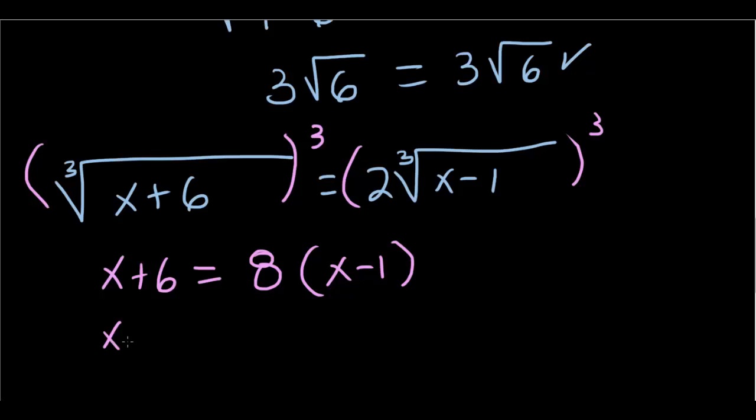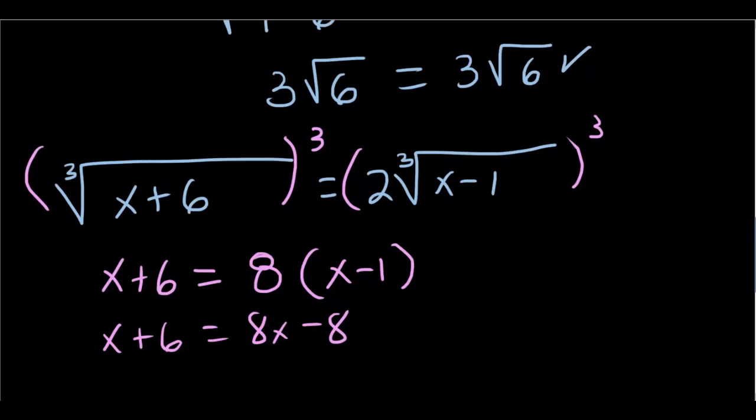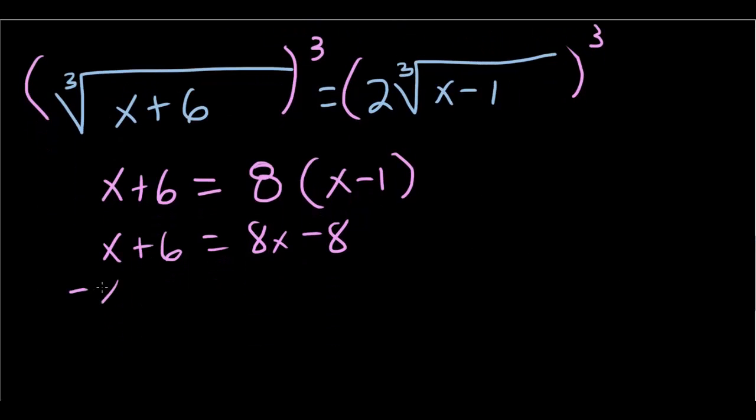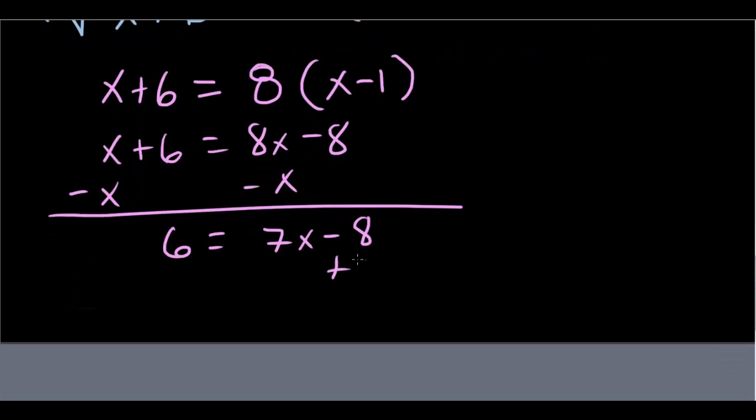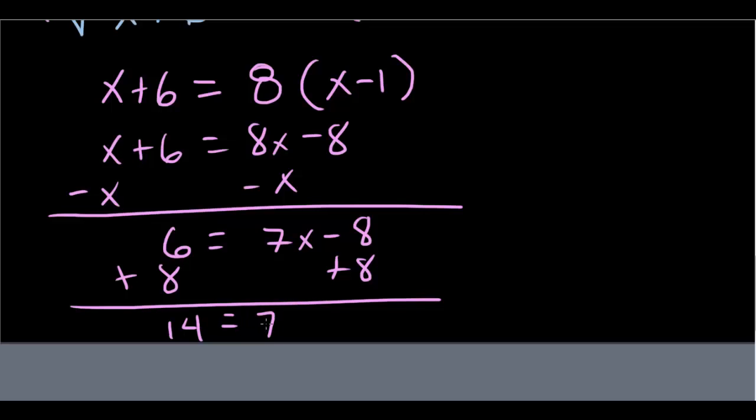We distribute the 8, so it's x plus 6 equals 8x minus 8. And then we have a very simple equation. So we're going to subtract x from both sides. That's going to be 6 equals 7x minus 8. You add 8 to both sides. So that's going to give you 14 equals 7x. Divide both sides by 7, so x equals 2.